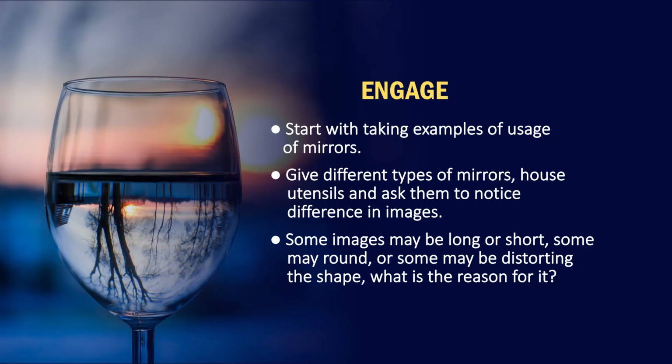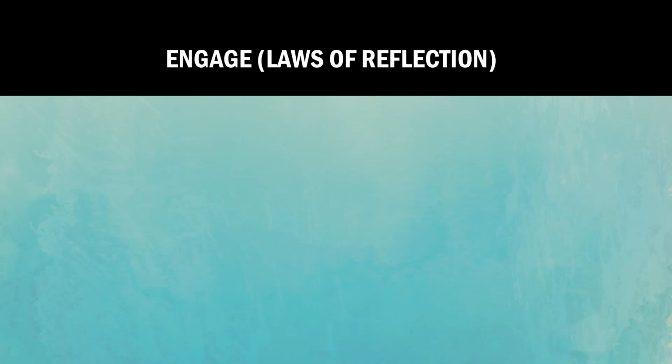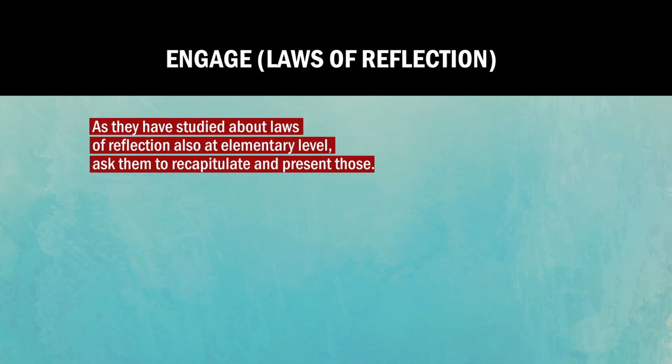So these will be some common observations of your students when they try to find out how an image is formed in different types of mirrors. Now the question is why it is happening. What is the reason for it? To explain that reason, you need to help them recall the laws of reflection, which they have already studied at the elementary level. The laws of reflection are in the science curriculum of the elementary level, maybe in class 7 or class 8.